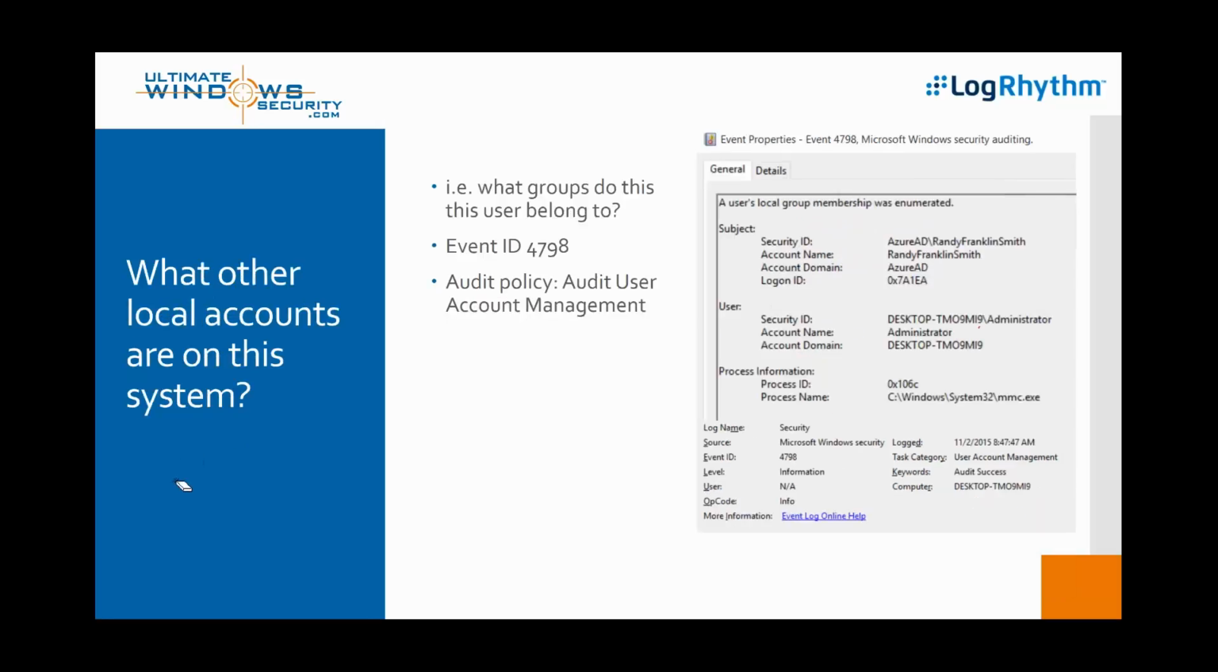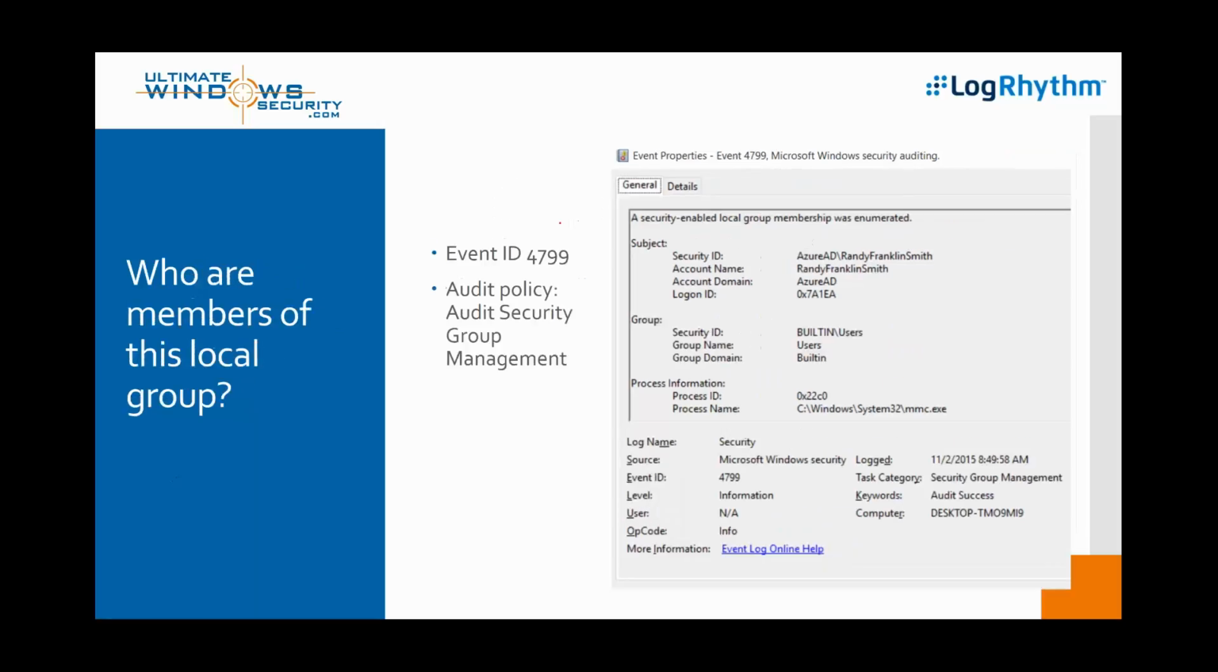Now, before I do more with this event and show you how we might use it, let me show you the other event, which is 4799. This is from kind of the opposite point of view. Let's just follow the story. So a local group membership was enumerated. First of all, who did it?